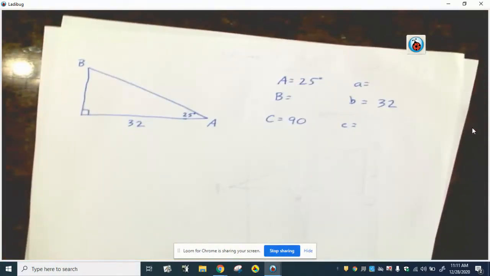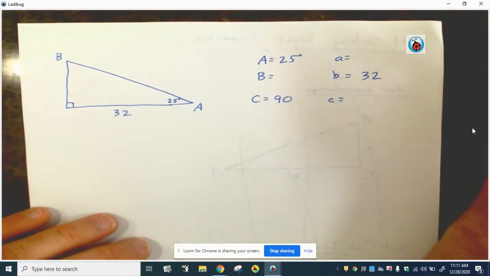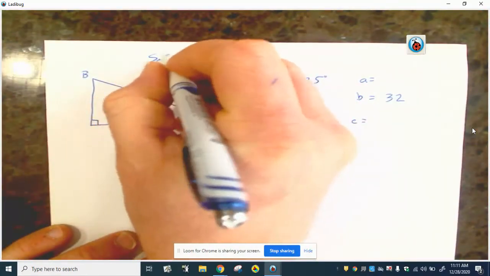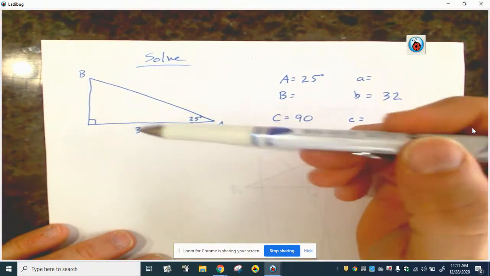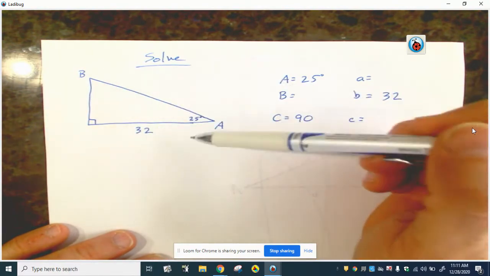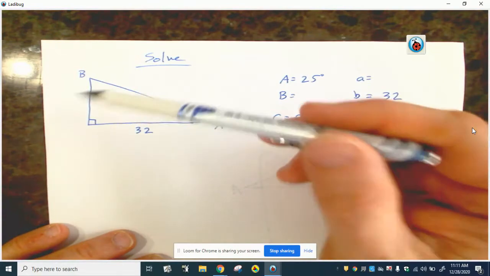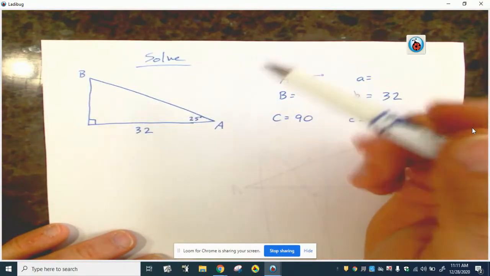Okay, so basically this whole first part is going to be, we have to be able to solve our triangles. Solving triangles means we have to be able to find every single angle measurement and every single side measurement. Okay, it's not just we're trying to find one side or one angle. We have to be able to find everything.